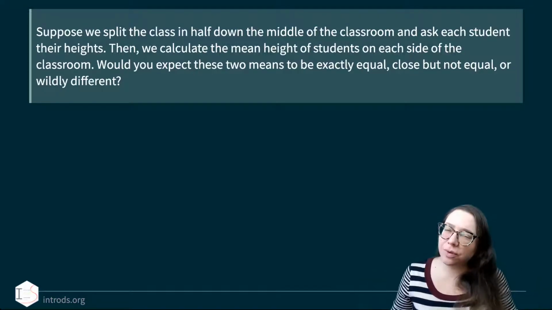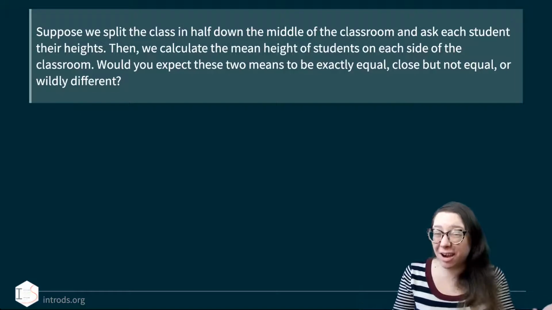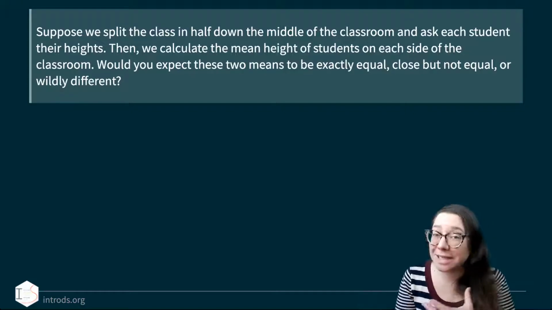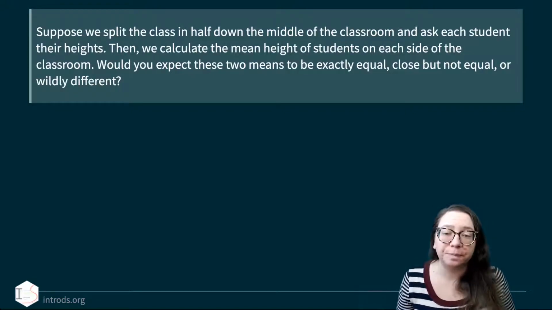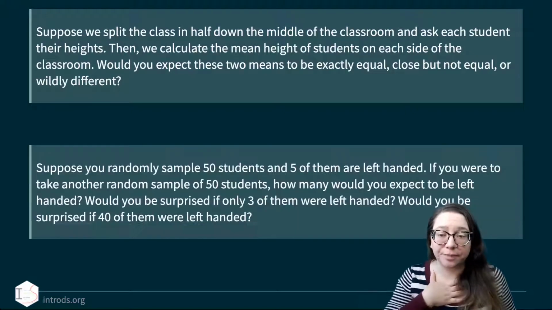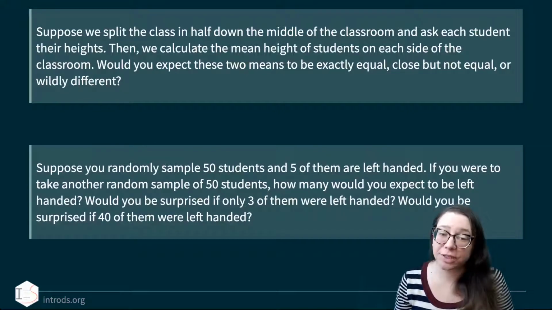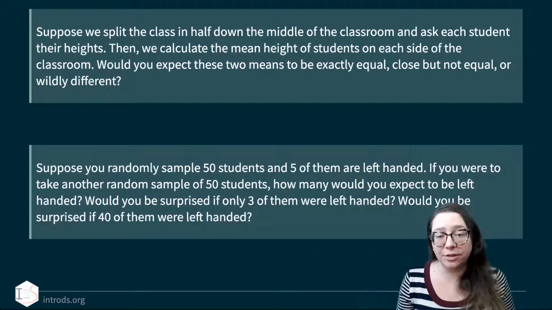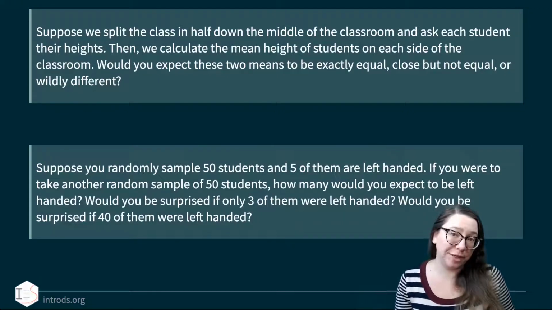So these are not two random samples from a population, but they are two samples from this population of a classroom. And we can see that their sample means are different, probably simply due to chance. Here's another example. Suppose you randomly sample 50 students and 5 of them are left-handed. If you were to take another random sample of 50 students, how many would you expect to be left-handed?